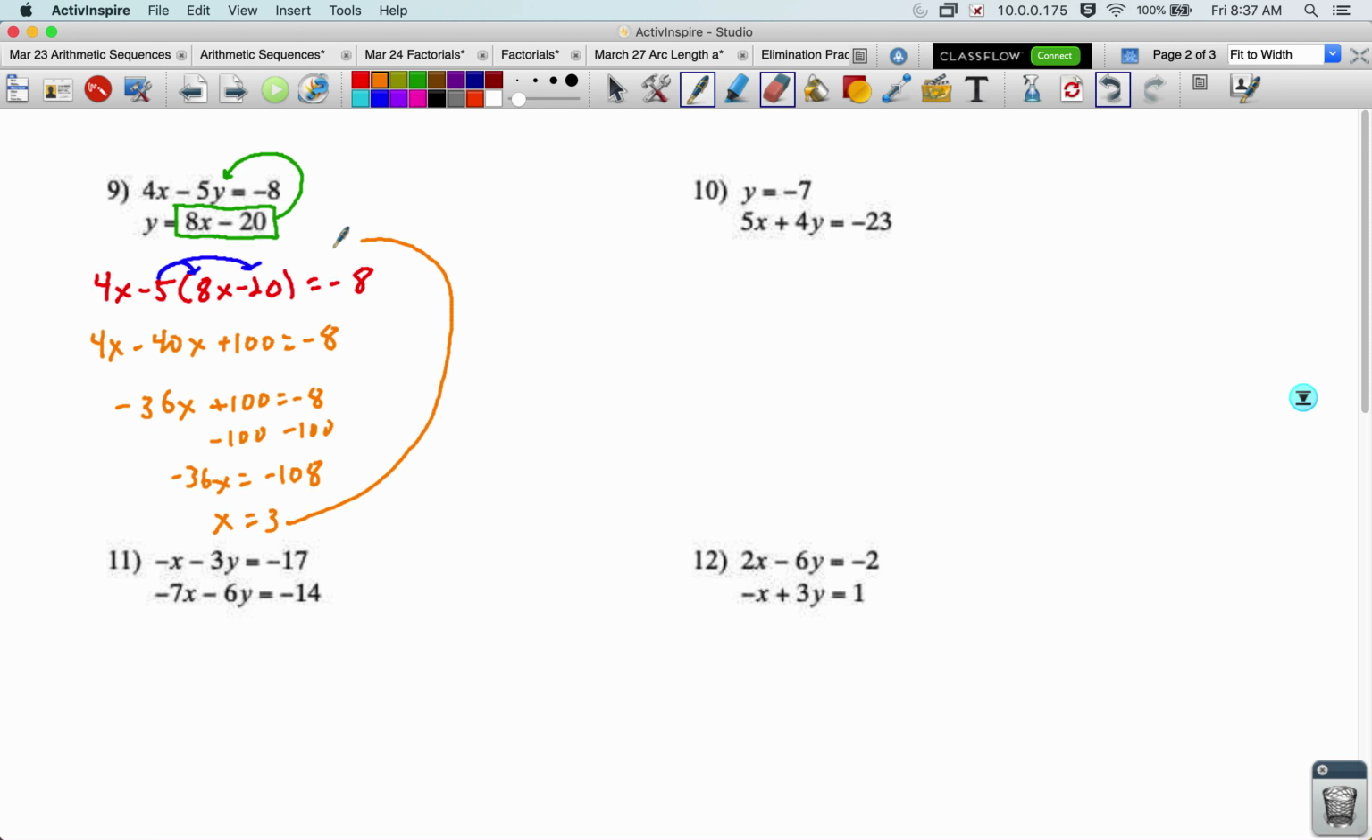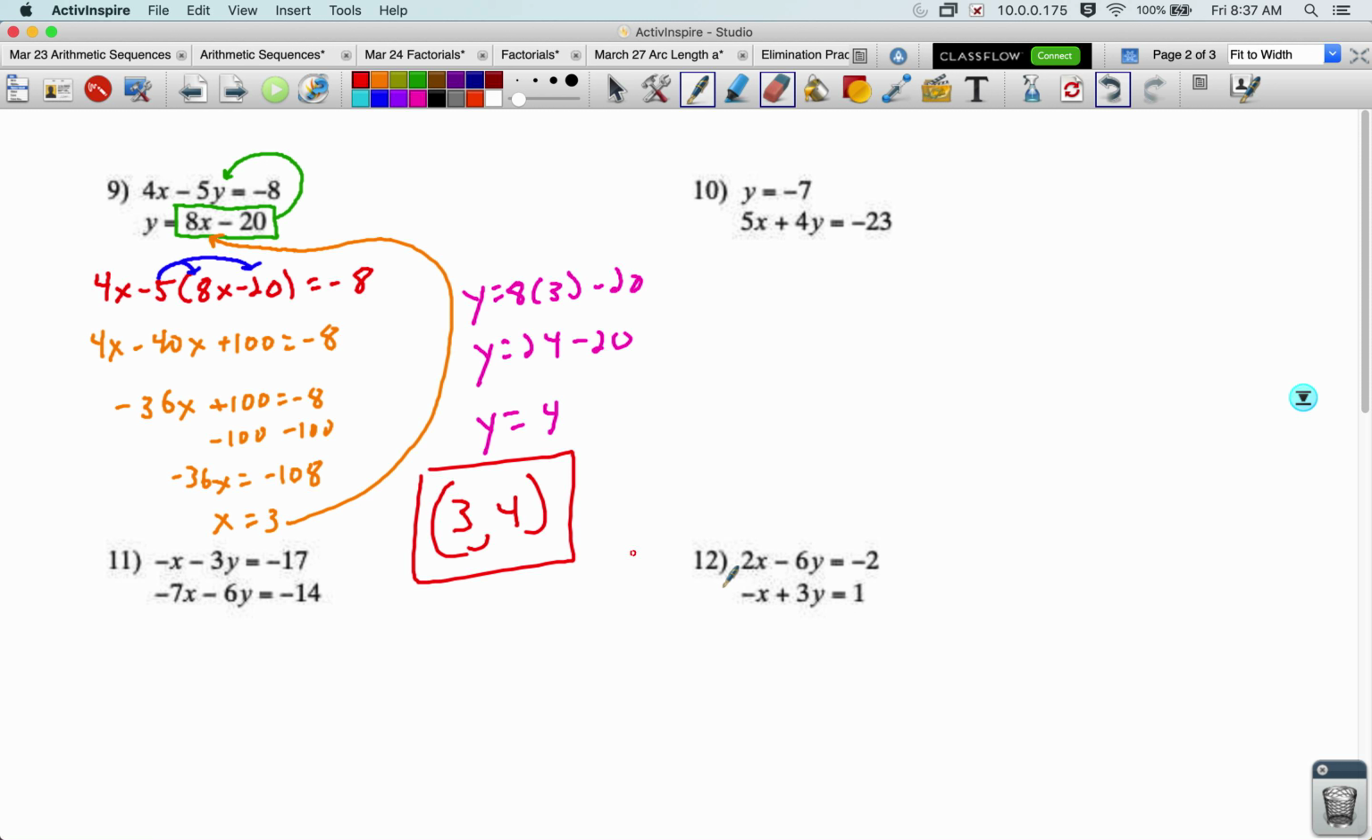Plug that back in. I'm going to use the bottom equation. y equals 8 times 3 minus 20. y equals 24 minus 20. y equals 4. Put it together into an ordered pair: 3, 4. All right, double check with the top equation. Let's see, 12 minus 20 equals negative 8. Negative 8 equals negative 8. Yep.